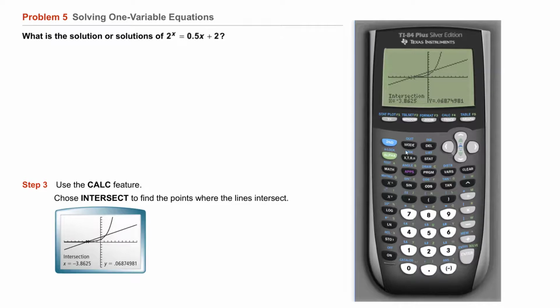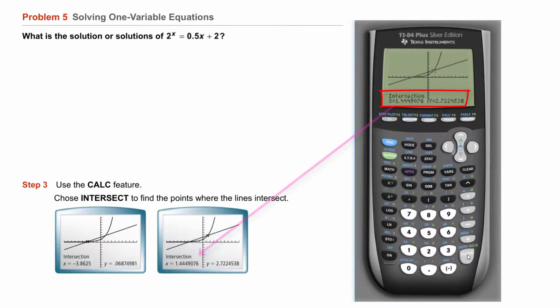To find the second, we will use calculate again, intersect again, but this time for our first curve, we'll move closer to the other intersection. Second curve, the cursor jumps to our second function, and then for our guess, we move really close to the actual intersection, and we find that our second intersection is at x equals 1.44 approximately. So that's the value we're looking for, and we can see in our step 3 that solution is identified as well, 1.45.